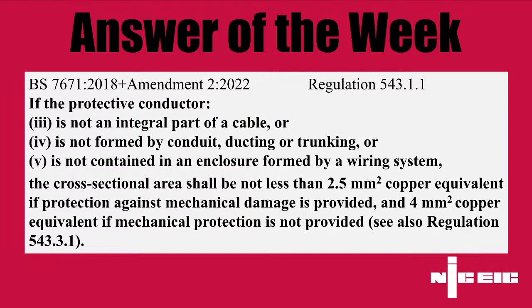We'll show them the reg. As you said quite rightly, 543.1.1 tells us if it's not an integral part of a cable, so it's not part of a multi-core cable, it's not formed by the conduit, ducting, or trunking of a wiring system, and it's not contained in an enclosure, then if it had mechanical protection it would be allowed to be a minimum of 2.5, but as you've said, if it doesn't, then it has to be 4 mil.